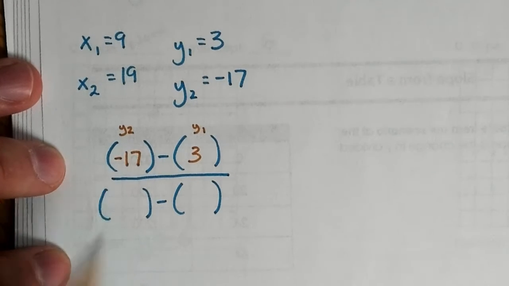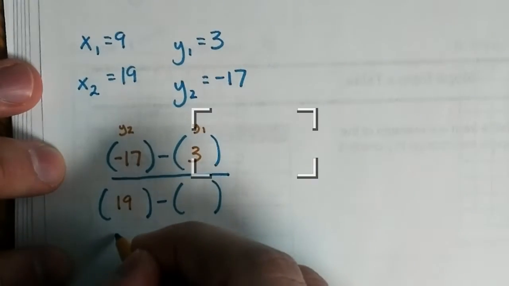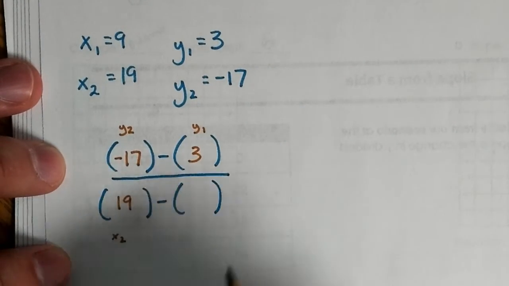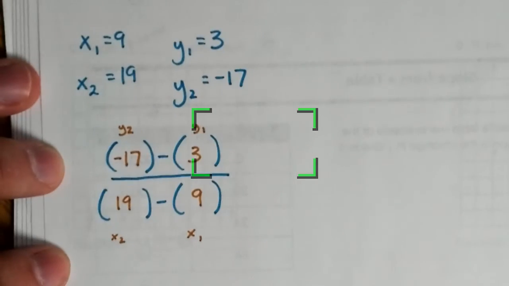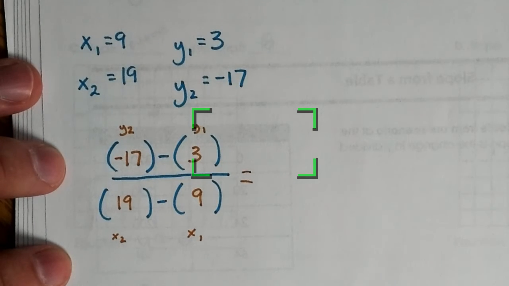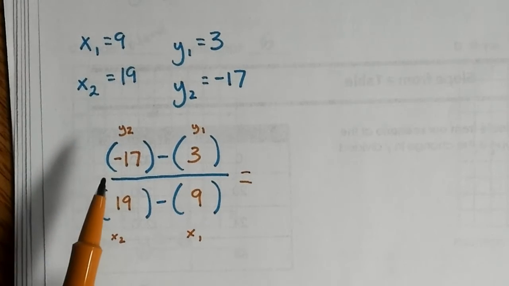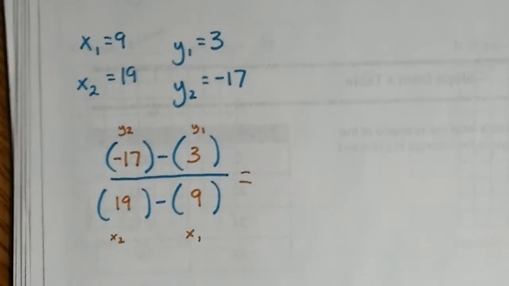Now, what goes in the bottom part here? 19. Good. That's our x2. And what goes over here? 9. Good. That's our x1. Now, all you have to do from this point is plug that into your calculator. So go ahead. With your calculator, plug that in exactly the way it is. I would start out by pressing the fraction button, and then I put my parentheses in there and plug it in exactly the way it is.